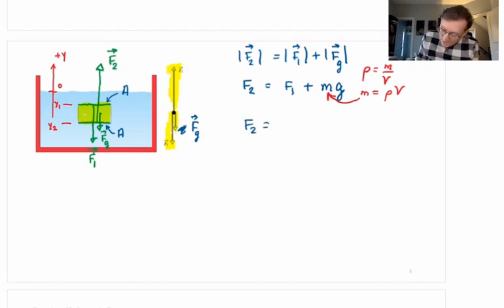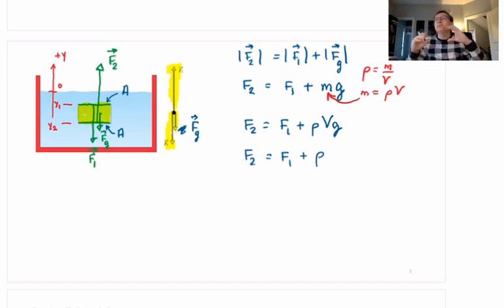And let's substitute that in for the mass of our parcel of fluid. We get F2 equals F1 plus the density of the fluid times the volume of that shaded parcel times little g. But what's the volume of that shaded parcel? Let's write that out next. F2 equals F1 plus rho times... okay, what is the volume of it? Well, it's a parallelepiped.